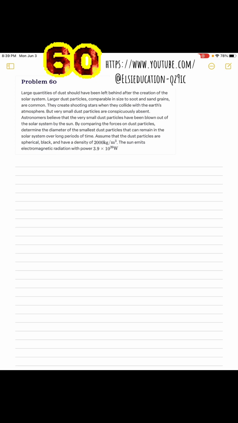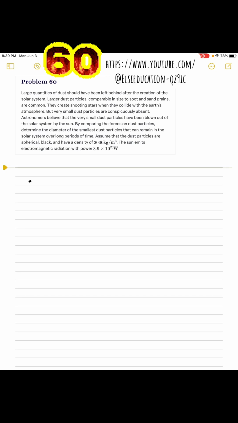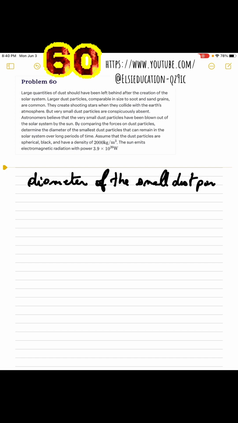By comparison of the forces on the dust particle, determine the diameter of the small dust particle. So the question here is, we need to find the diameter of the small dust particle. What is it?